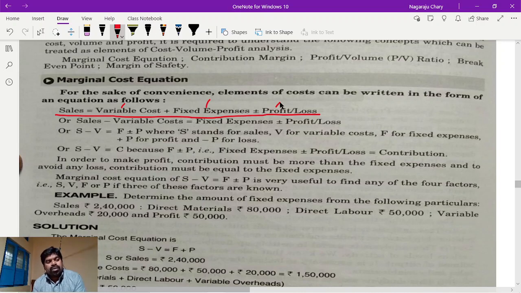Sometimes it may not be possible to get profit. Ultimately, management, the concern, always expects profit, but sometimes it is not possible to get profit. So that's why loss may be incurred. So that's why sales minus variable cost equals fixed expenses plus or minus profit or losses.